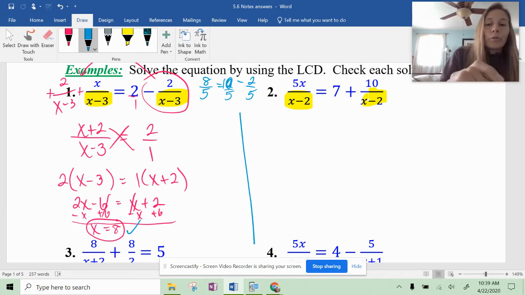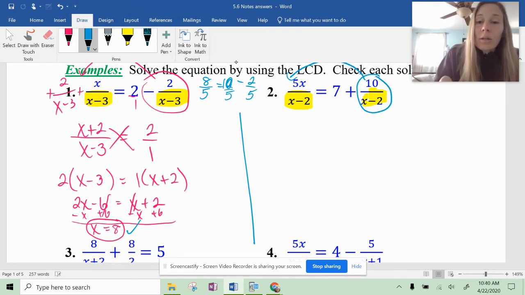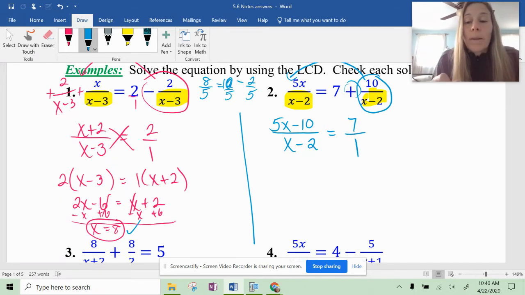All right, so number 2. Okay, so again, this one we have 2 different denominators. So the 2 that are alike, we can combine them on the same side of the equation. So we're going to have to subtract it this time because this is a plus sign. So 5x minus 10 but it's still going to go over that common denominator of x minus 2. And on the other side, we just have 7, so we're going to put it over a 1. Then we're going to cross multiply.